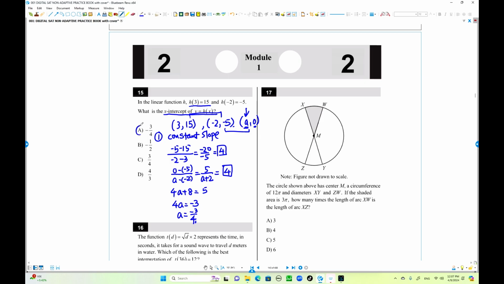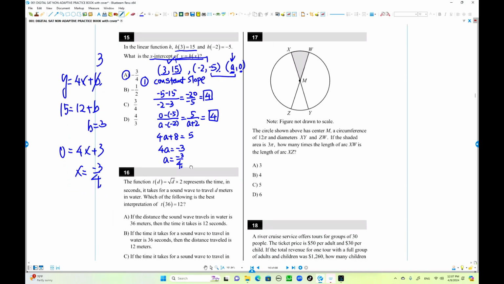Or after you find the equation of the graph, because the slope is 4, you can say y equals 4x plus b. Now you can choose an endpoint. I'm going to use this point. When x is 3, y is 15. 4 times 3 is 12 plus b, so b equals 3. That's the equation. From here, we can find the x-intercept. Set the value of y equals 0, and x equals negative 3 over 4. That's it. Okay, now move on.